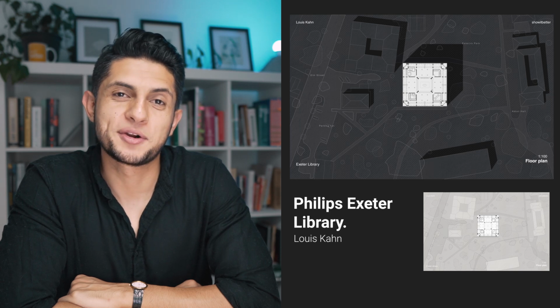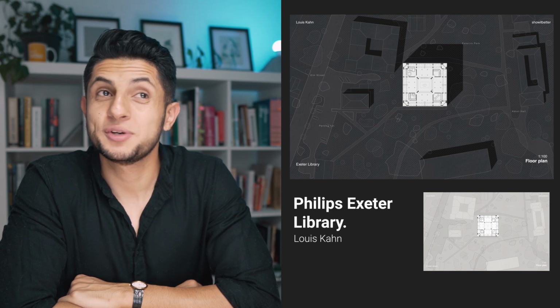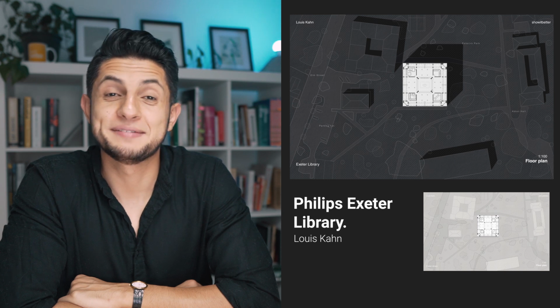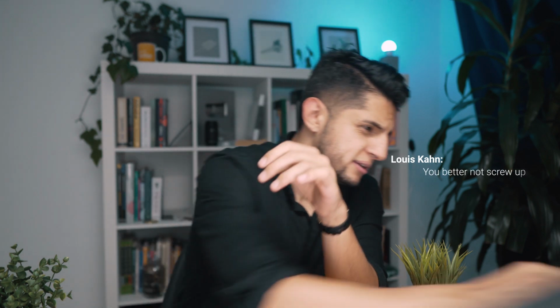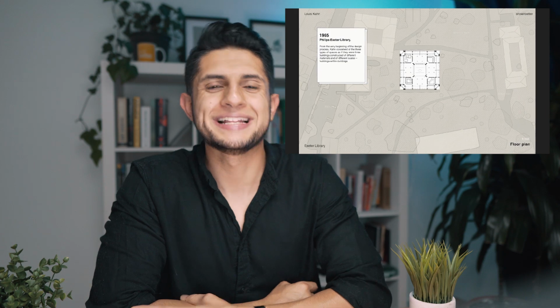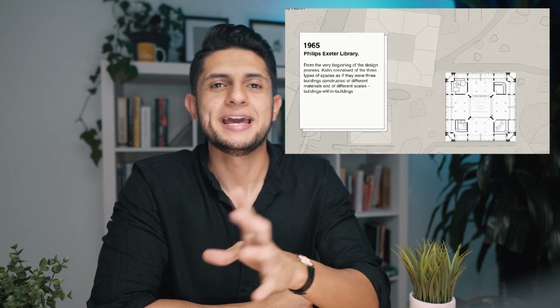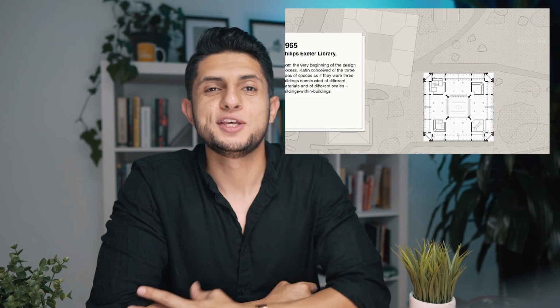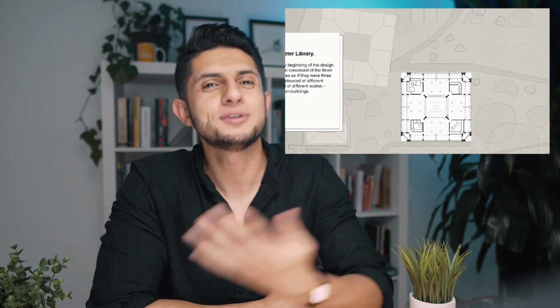We're going to see how to create this site plan from Louis Kahn's Exeter library using Illustrator, Photoshop, SketchUp, and many more. So let's start. In this video, we are going to see how to create this image specifically and variations of that image using Photoshop and Illustrator. Mostly Illustrator and some Photoshop.